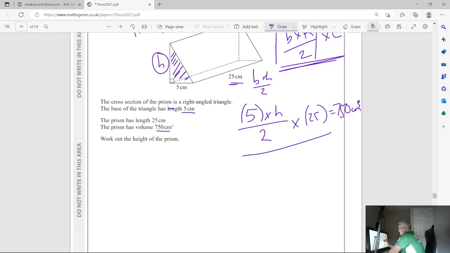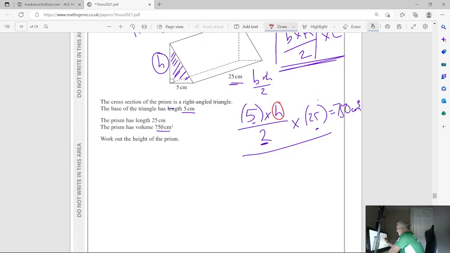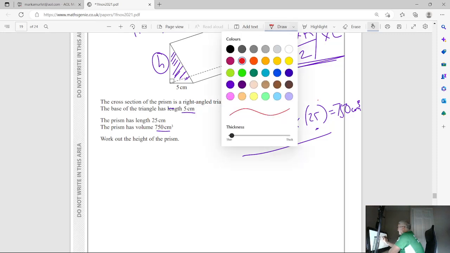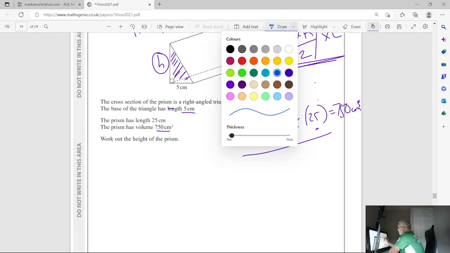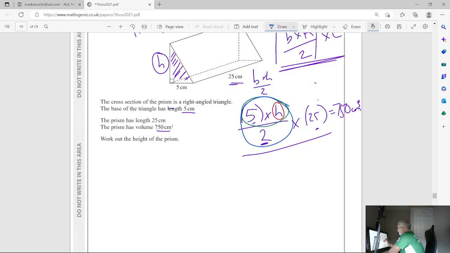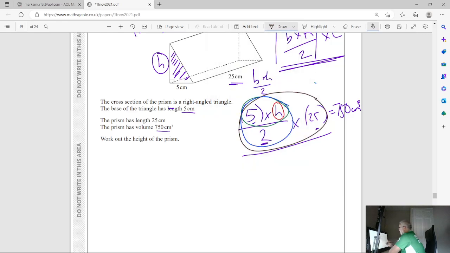If I could get rid of the 2, divide by 2. If I could get rid of the 25, dead easy in a minute. And then I need to get rid of that 5 because I want h on its own. So let's think what we can get rid of. I'm just going to circle this and say, that's what I want on its own. I'm going to do this in different colours so we can see each stage. That's the next thing that's closest to h. And then finally, I've got this piece over here. I need to get rid of the 25.